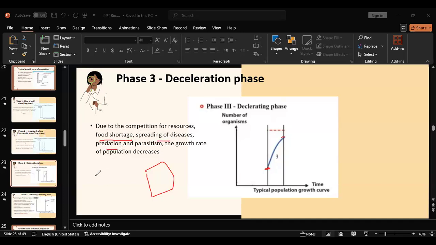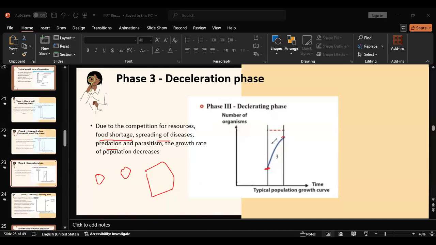Predation means what? The predators, carnivorous animals, feed on other animals, no? Parasitism means microorganisms are spreading among the population and causing diseases, and because of that, some individuals will die. So for these reasons, this phase drops down. Understand this one? This is the reason the graph drops down from here to here.